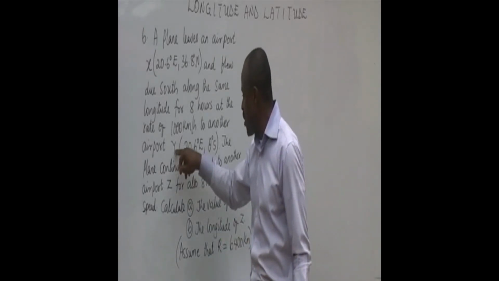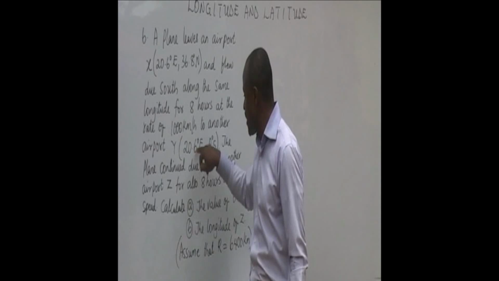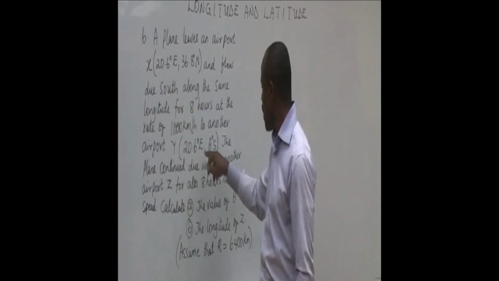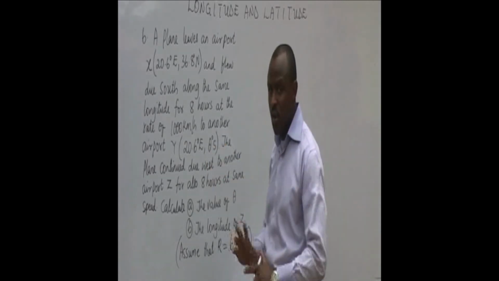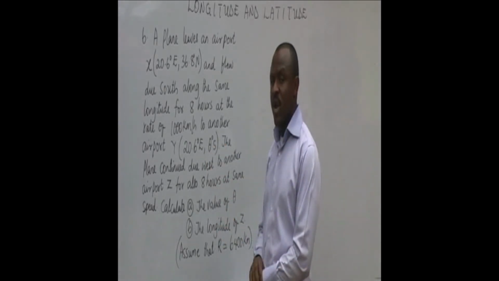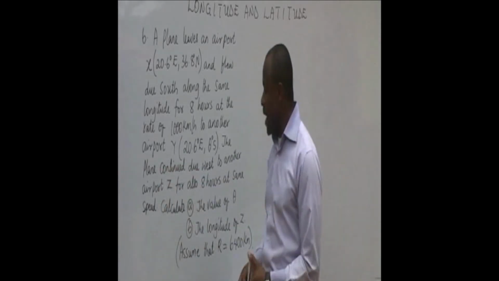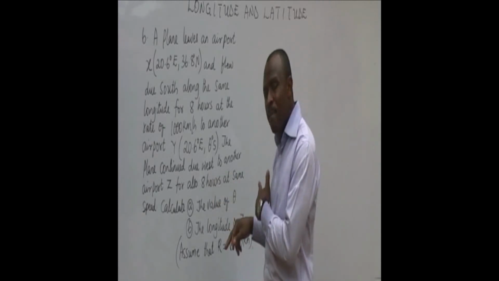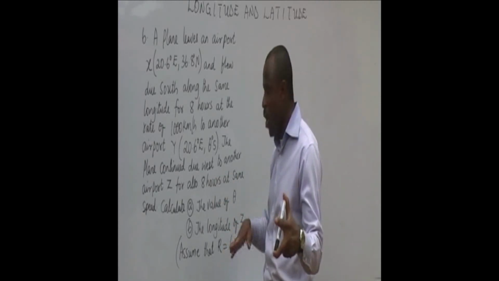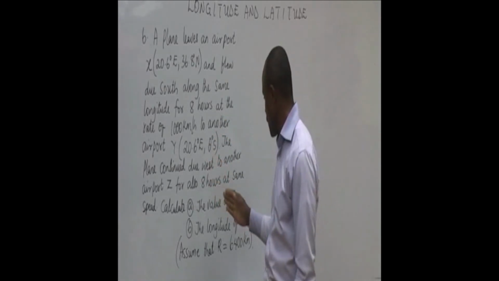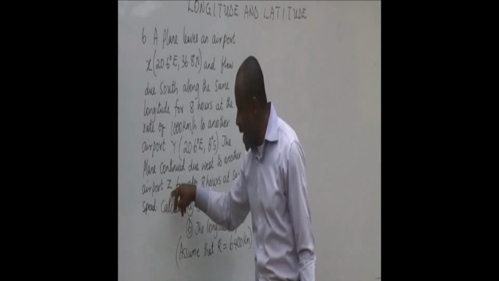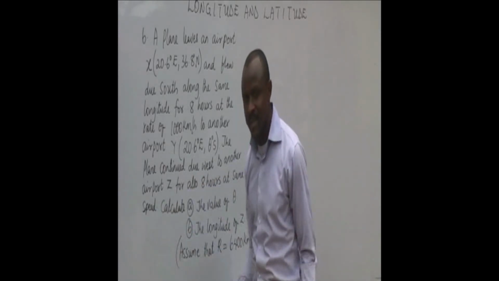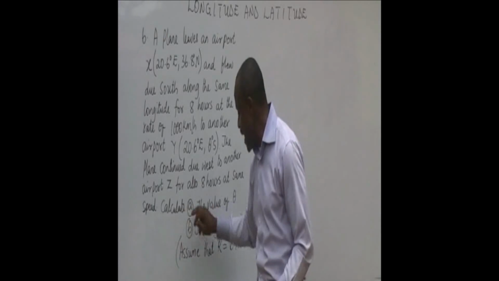The point of the second airport is 20.6 degrees east, the same as X, but theta degrees south. You don't know where it went to in the south. The plane continued due west. That means on a particular line of latitude, from the east now to the west, to another airport Z, for also 8 hours at the same speed. Calculate the value of theta.